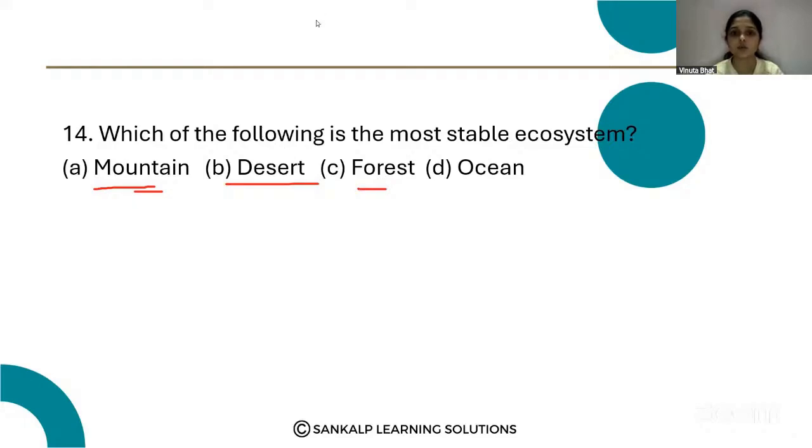Ocean is the largest ecosystem, and if there are minor changes, it won't affect the total ecosystem, right? The ocean ecosystem is the larger one which covers most of the areas of the biosphere, right?